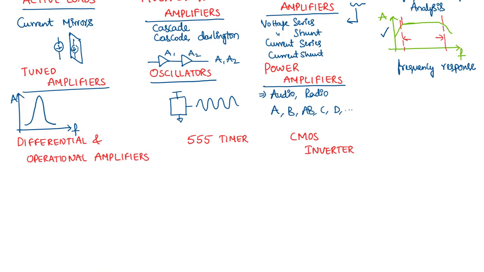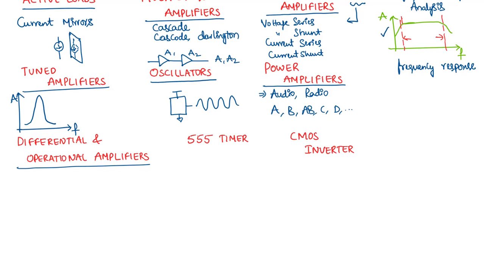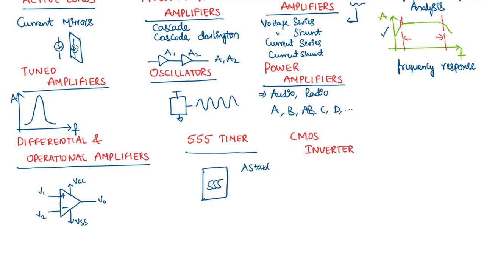And then we will move on to differential and operational amplifiers. Operational amplifiers have so many applications, hence we will spend a lot of time on operational amplifiers. In fact, there will be a lot of videos on this topic, which will have two inputs, let's say V1, V2, and output V0, and supply to the operational amplifier. And then we will talk about a 555 timer, where this is a single IC which can be used as different multivibrators, like astable multivibrator, monostable multivibrator, and a bistable multivibrator and other applications.